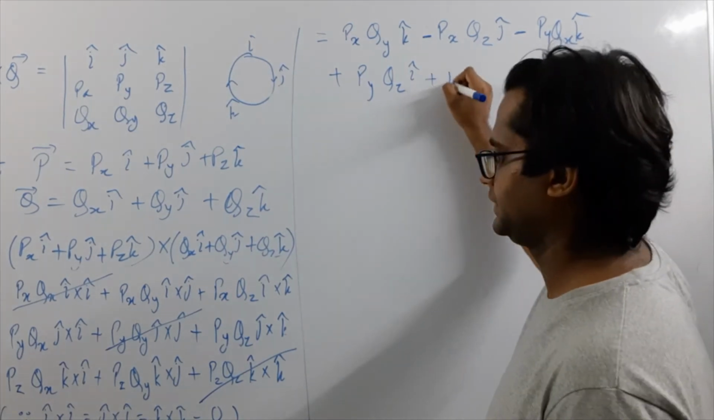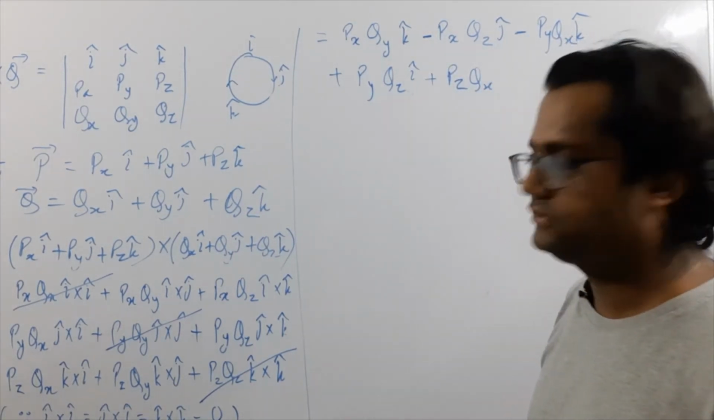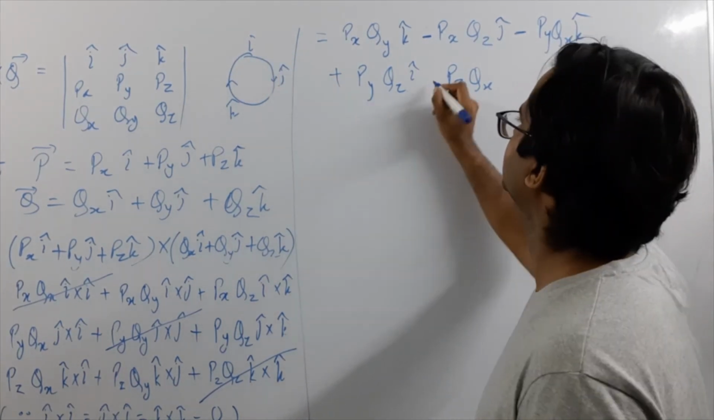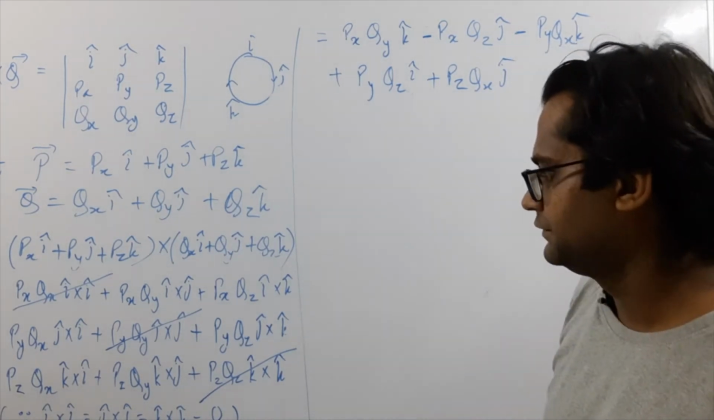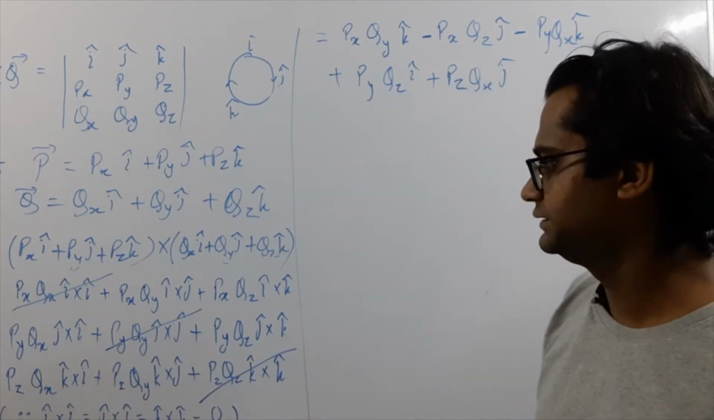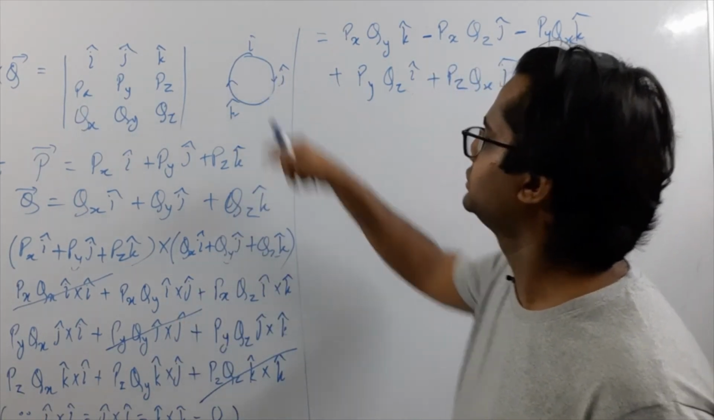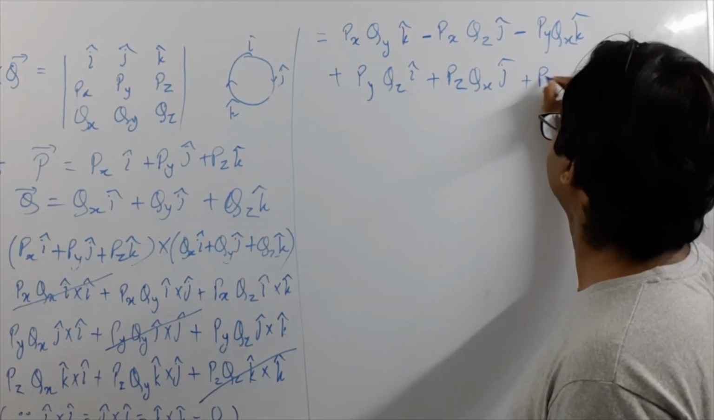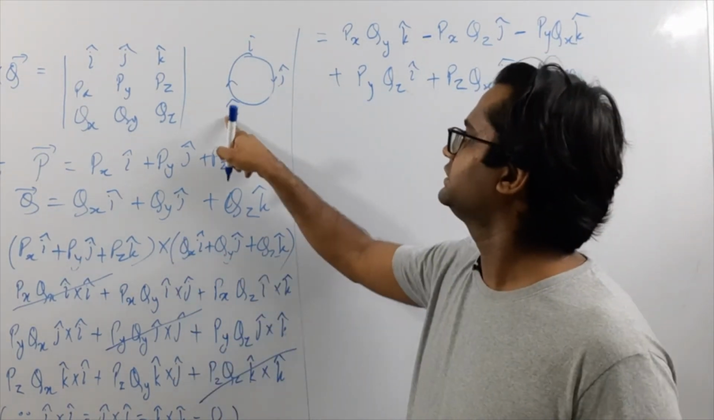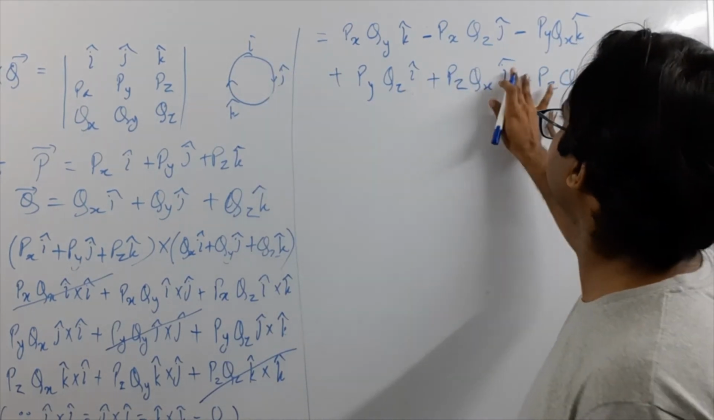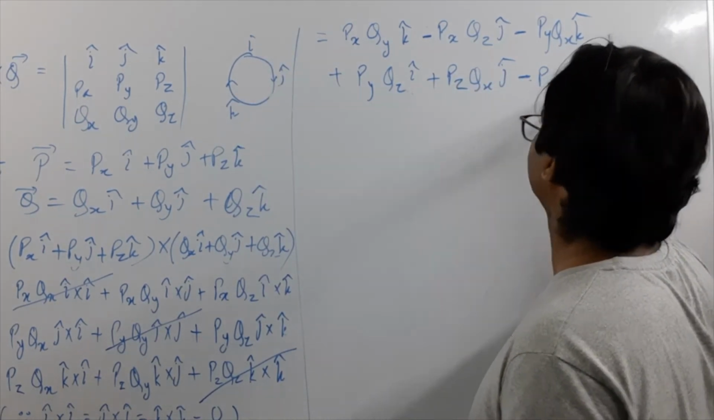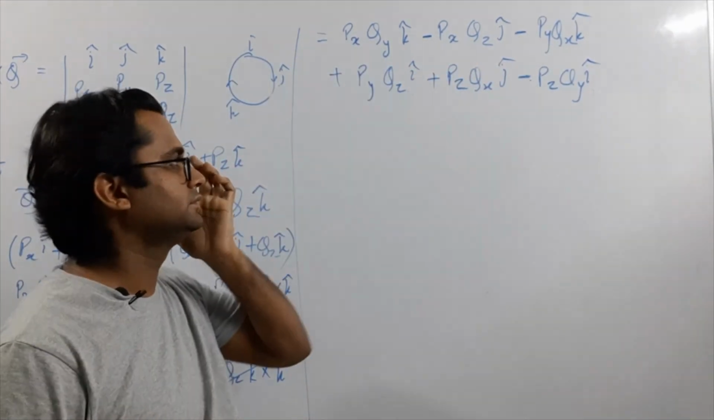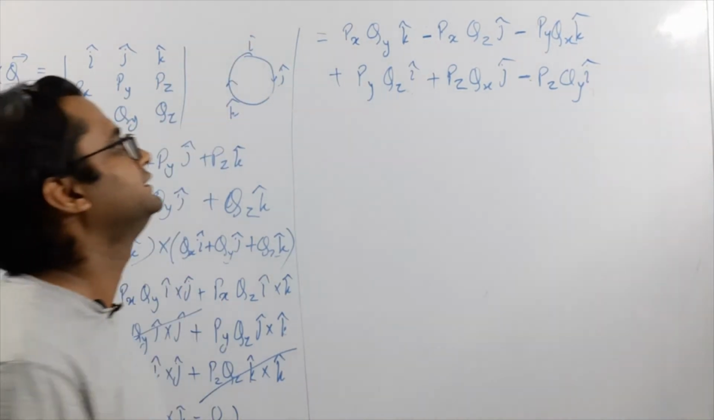Next term is pz qx, k cross I. What about k cross I? K cross I is j, so we'll write this j. We are done with this term. Then the last term, pz qy, k cross j. We are going reverse, so k cross j will be minus I. So are you getting these terms? Why this is k, this is minus j, and so on? We have used this cyclic ordering sequence.